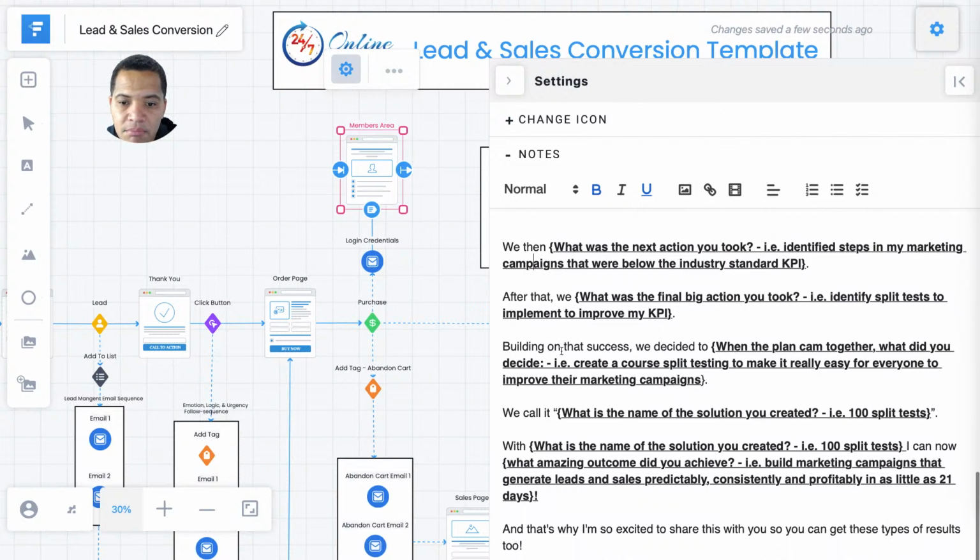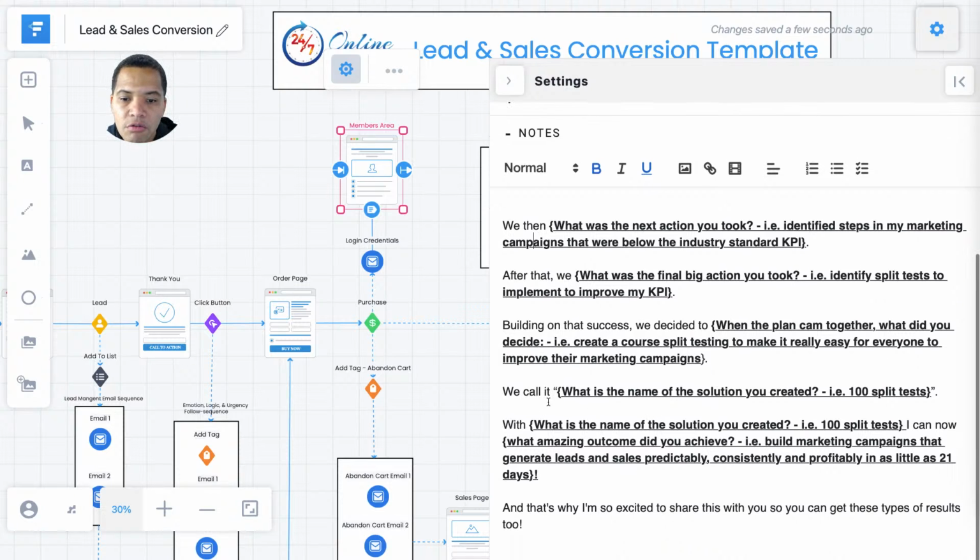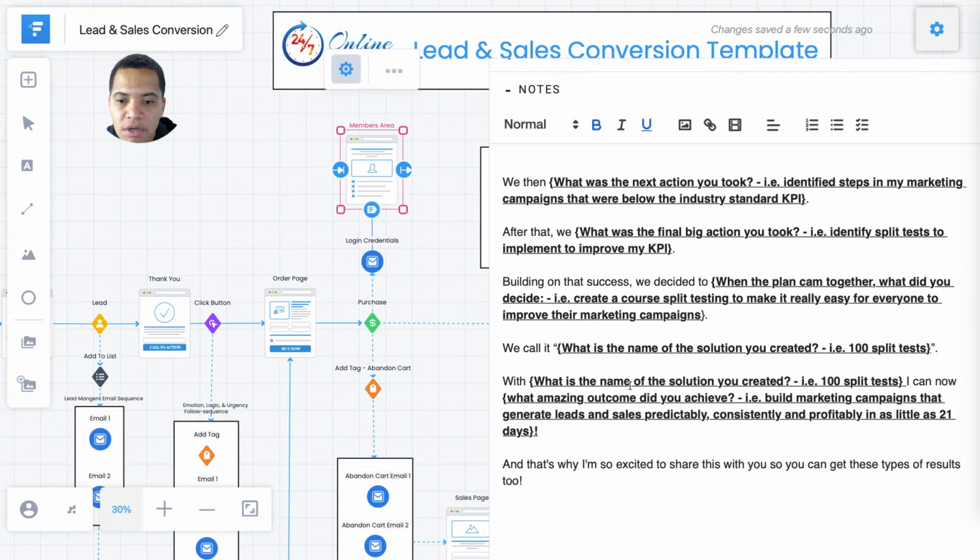Building on the success, when the plan came together, we created a course on split testing to make it really easy for everyone to improve their marketing campaigns. We call it 100 Split Test. With it, you can build marketing campaigns that generate leads and sales with pretty consistent profit in as little as 21 days.